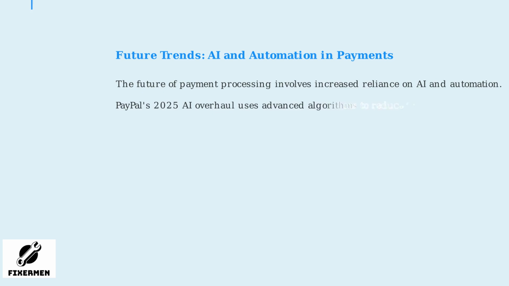The future of payment processing involves increased reliance on AI and automation. PayPal's 2025 AI overhaul uses advanced algorithms to detect suspicious transactions in real time, significantly reducing false positives and error rates. Experts predict this could lead to a 30% reduction in errors by 2028.